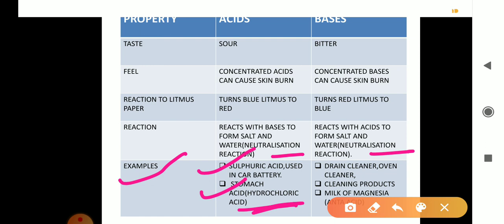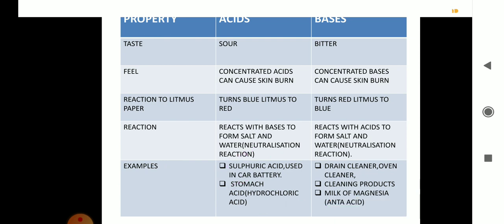The next, bases. In all your household cleaning products, bases are present. And milk of magnesia is also a base. It is used to neutralize acid. If we are feeling acidity in the stomach, then we can take milk of magnesia. It is a base, so it will neutralize that acidity, right? It will neutralize the acid and the acidity will be cured.